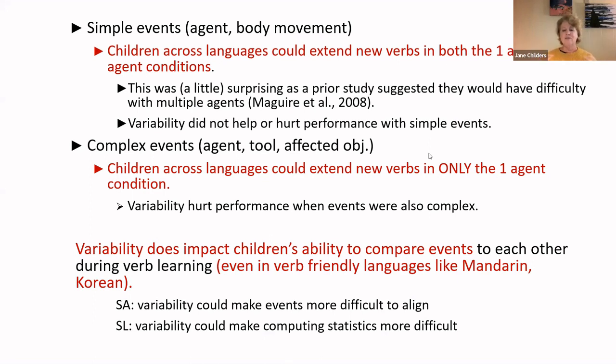And in the 2 theories, variability could affect alignability, so it could make the events harder to align with each other. And in statistical learning, it could make computing those statistics more difficult. Kind of makes sense, variability would be difficult.